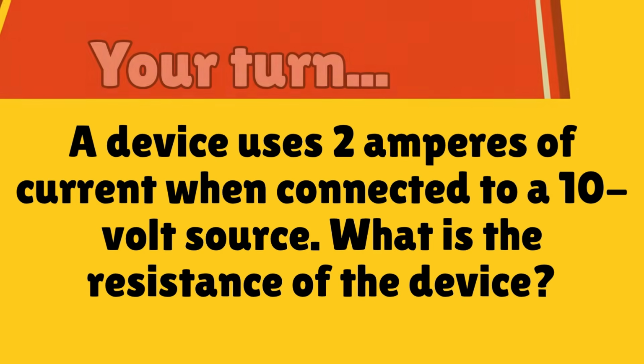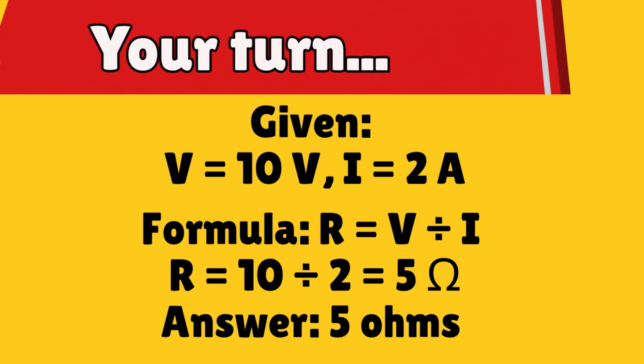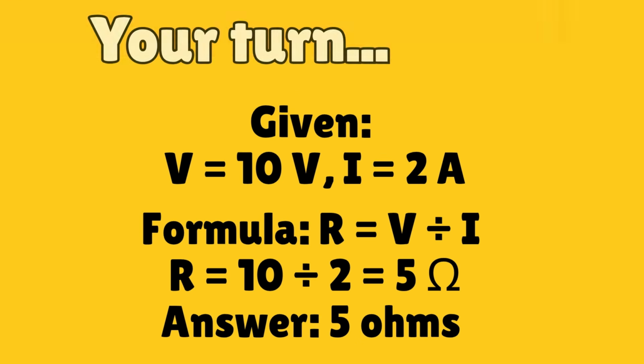Another problem. A device uses 2 amperes of current when connected to a 10 volt source. What is the resistance of the device? So again, let's write the given values. Voltage equals 10 and current is 2 amperes. To get that, we will divide 10 divided by 2. So the correct answer is 5 ohms.